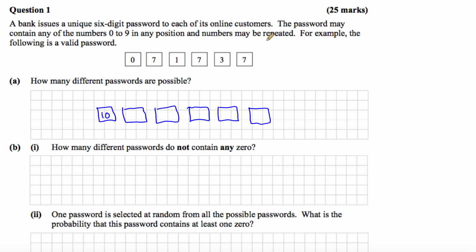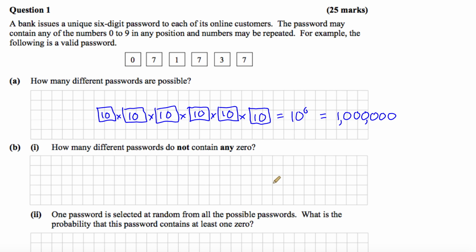And because the numbers can be repeated, you still have 10 choices for the second digit, and the third, and so on. So for every digit in the 6-digit password, you have 10 choices. So we multiply these numbers together to get all the possible passwords. So that's 10 to the power of 6 in your calculator. So that's 1 with 6 zeros, which is 1,000,000. So you have 1,000,000 possible passwords.